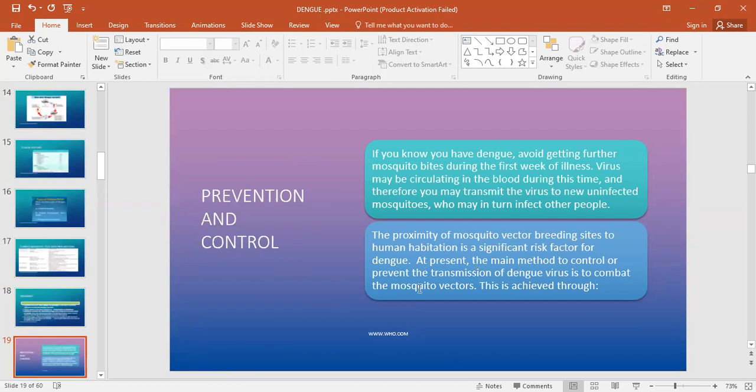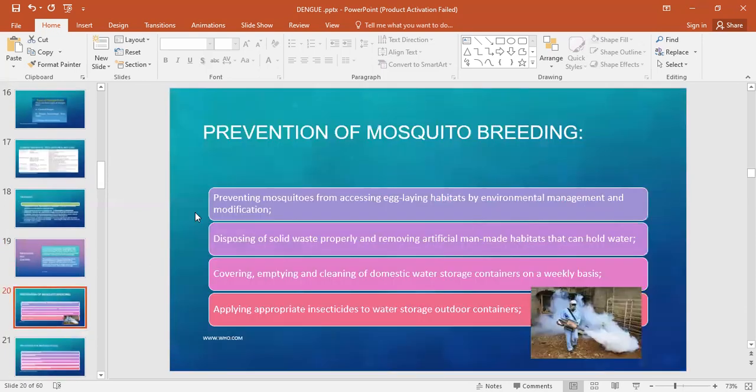The main method to control or prevent the transmission of dengue virus is to combat the mosquito vector. This is achieved through various techniques and procedures. Prevention of mosquito bites: preventing mosquito access to egg-laying habitats by environmental management and modification, disposing of solid waste properly and removing artificial man-made habitats that can hold water, covering, emptying and cleaning domestic water storage containers on a weekly basis, and applying appropriate insecticides to outdoor water storage containers.